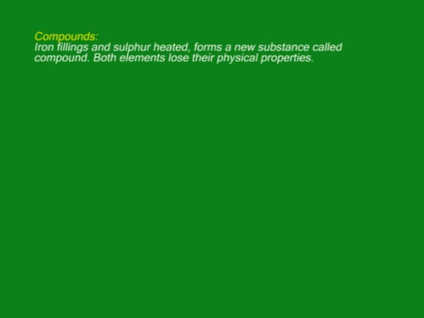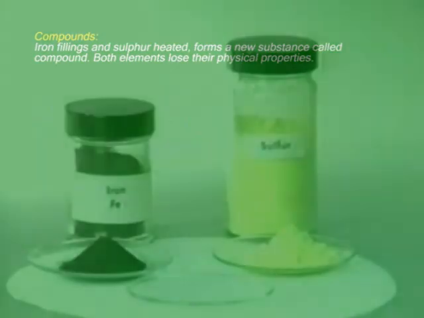Now, suppose we heat the mixture. You will see that a red glow will spread through the mixture and a black solid is formed. The black solid which is formed is not attracted by a magnet. Both the iron filings and sulfur lose their original physical properties. Let's take a look at this.